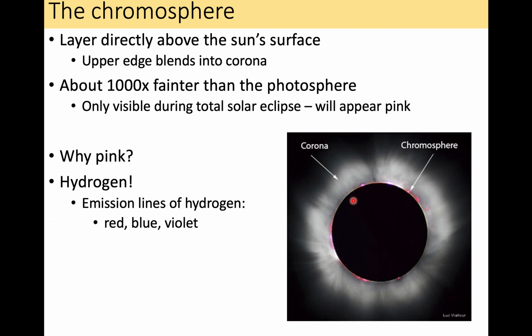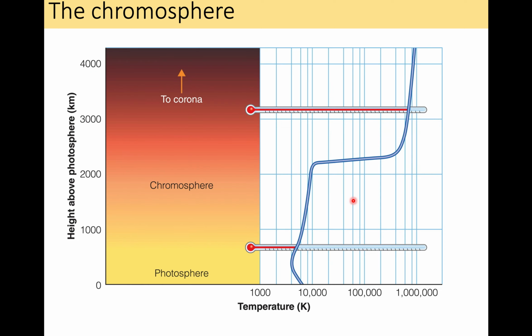So why is it pink? That is because it is mostly hydrogen. So the emission lines of hydrogen are red, blue, and violet. So when we see excited hydrogen, we see the color pink. It emits a wavelength combination that to us looks pink. So when we are seeing that chromosphere, we are seeing those excited hydrogen atoms. We are seeing that pink color.